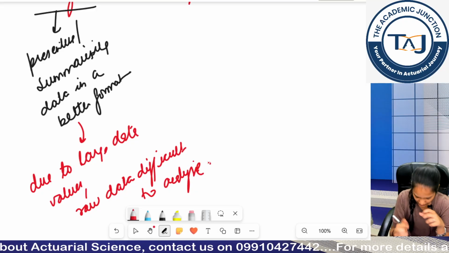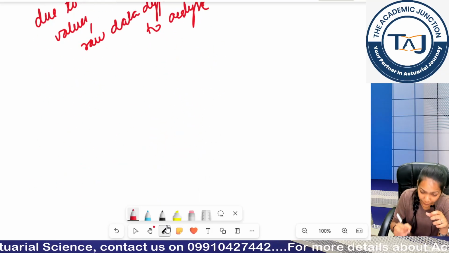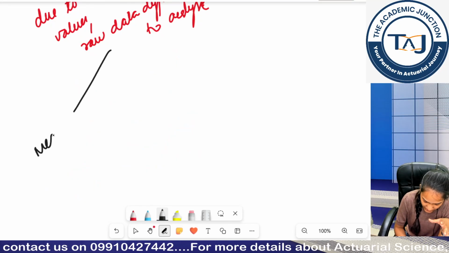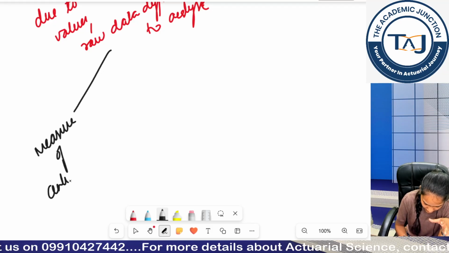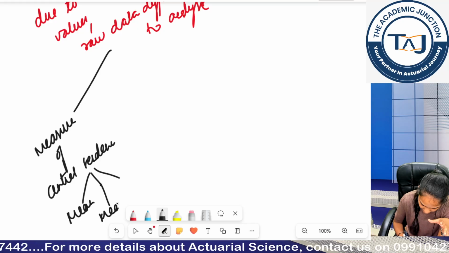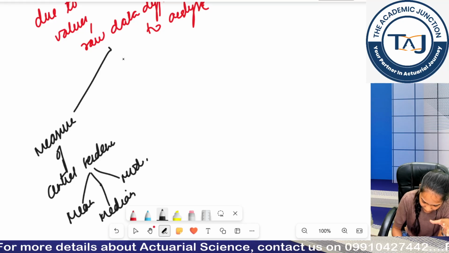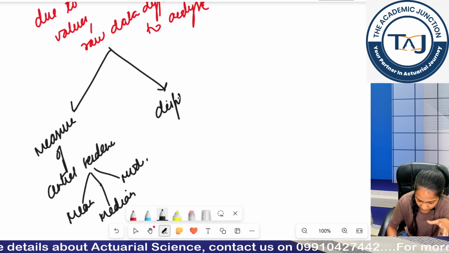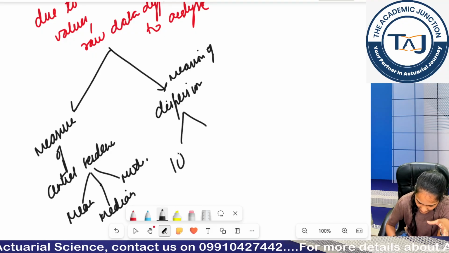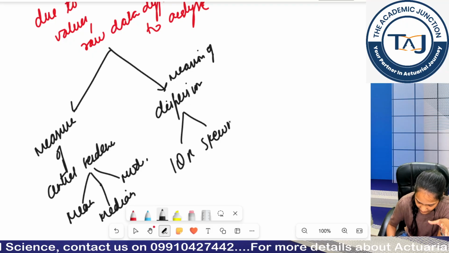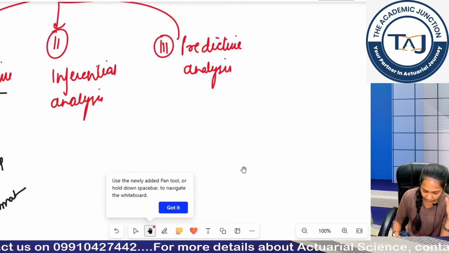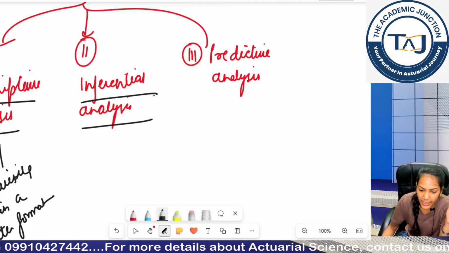Is it clear? So, what are the two approaches I will use after I convert my data into a better format? I will use measures of central tendency, which contain mean, median, mode, and the next step is measures of dispersion, which contain IQR, skewness or standard deviation. Is it clear?